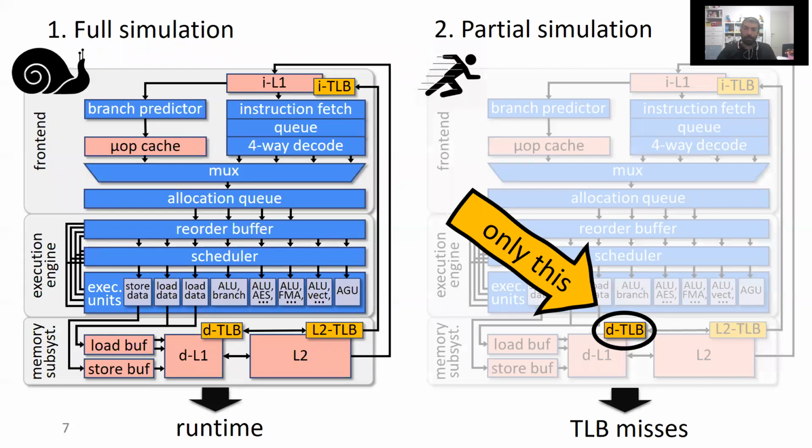The other alternative is partial simulation, namely simulating only part of the system. For example, the direct segment study from ISCA 2013 simulated only the modified TLB and calculated the resulting TLB misses reduction. Partial simulators are much faster, but they have an inherent drawback as compared to the full simulators. They don't report the bottom line runtime.